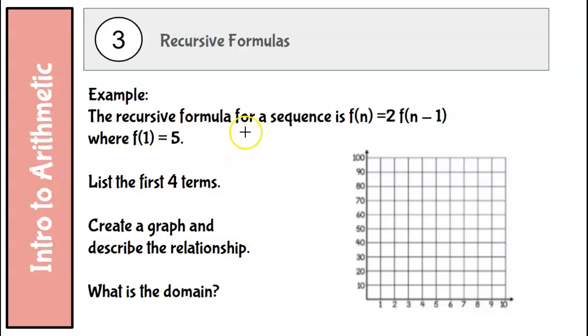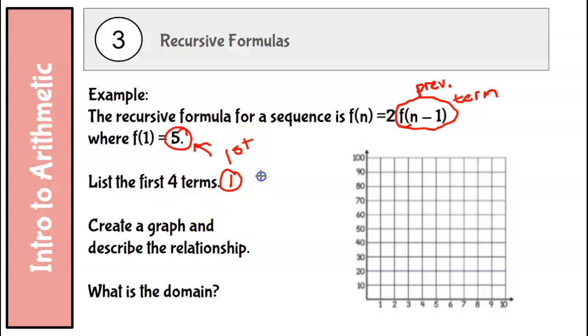Let's take another look at another example, this time in function notation. So same concept as the subscript notation. This means the previous term, and we're going to take it times 2. And the first term is 5. So it says to list the first 4 terms. So 1, 2, 3, 4. Okay, so the first term is 5.